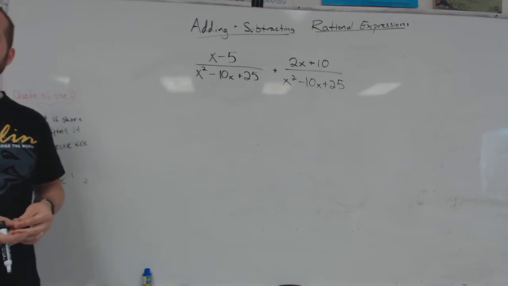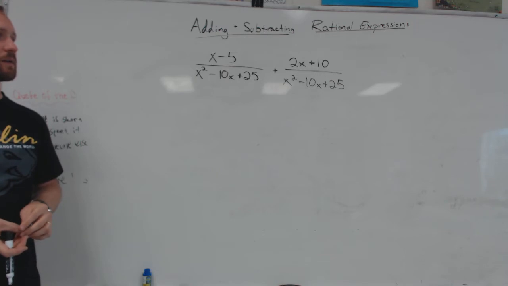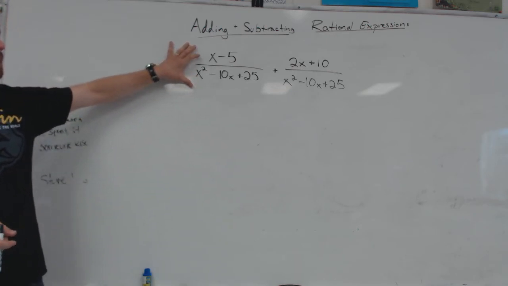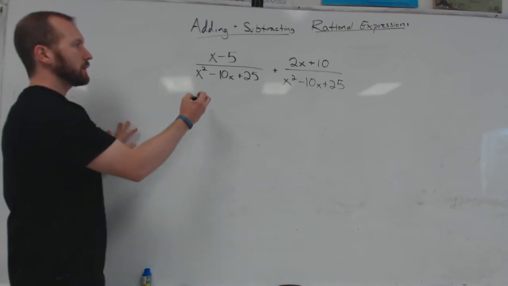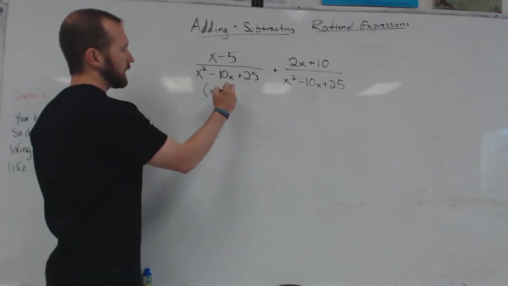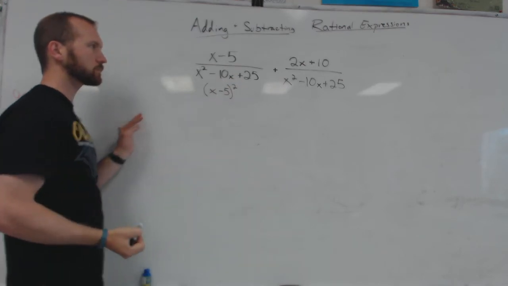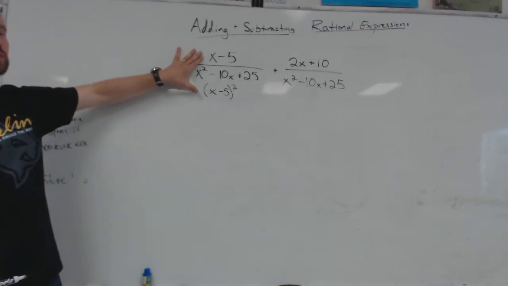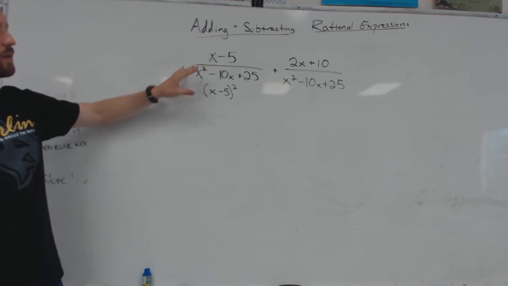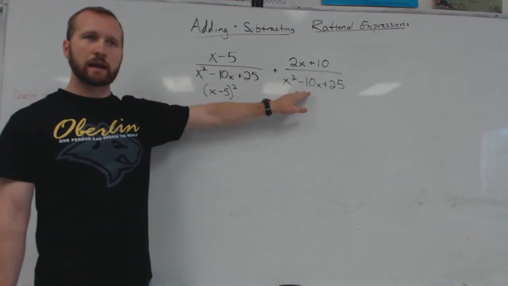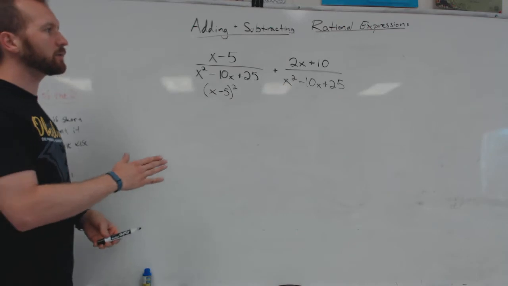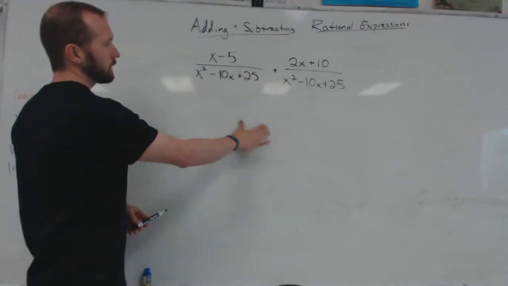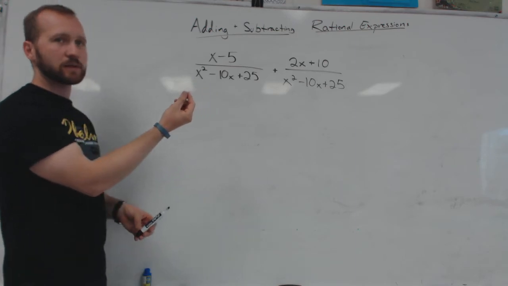Sometimes you can actually reduce before you even add anything together. But that's not always going to be helpful. So, like what I want to point out here is, I could factor this, and I could say that this is x minus 5 squared. And then the temptation is to reduce the x minus 5 up here with the x minus 5 down here. But then I wouldn't have the same denominator anymore, so I couldn't add them together. Okay, so we want to kind of wait to reduce until after we've added the fractions together.